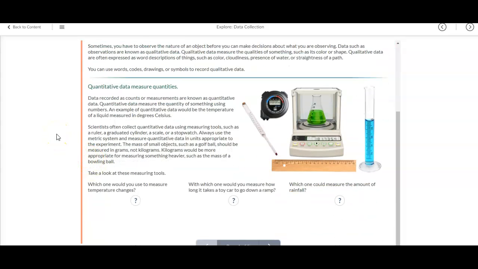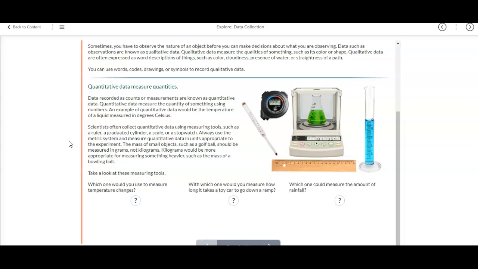Quantitative data measures quantities. So you can pull that word out of quantitative. So that's data recorded as counts or measurement. So that's an easy definition for you. And quantitative data measure the quantity of something using numbers. An example of quantitative data would be the temperature of a liquid measured in degrees Celsius. Scientists often collect quantitative data using measuring tools such as a ruler, a graduated cylinder, a scale, or a stopwatch.